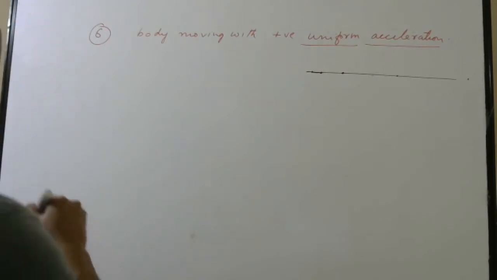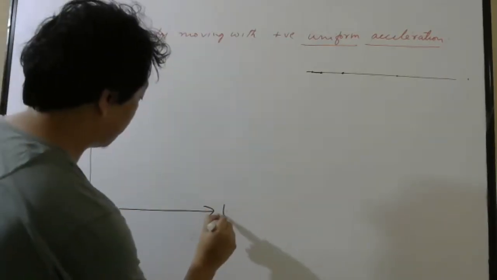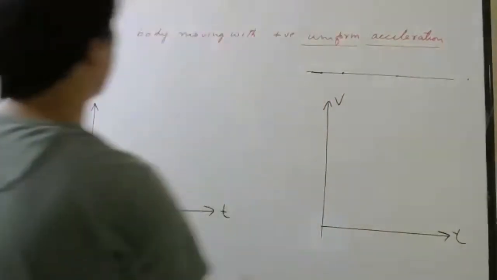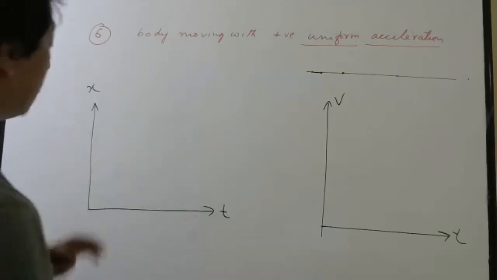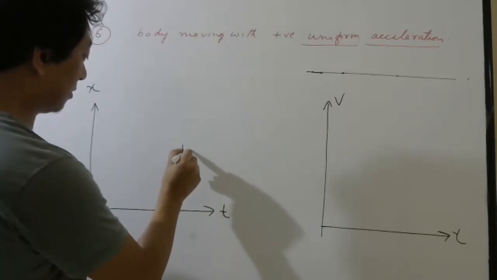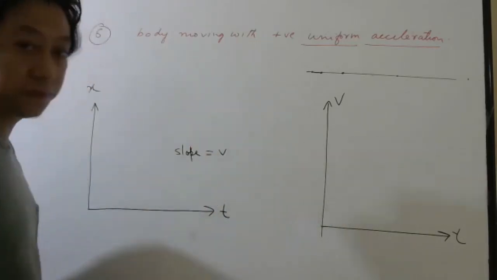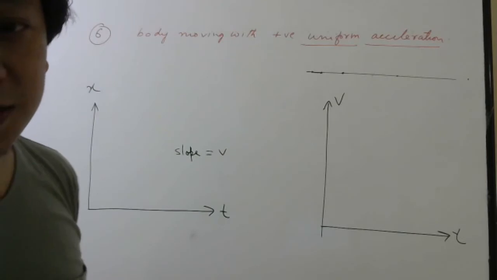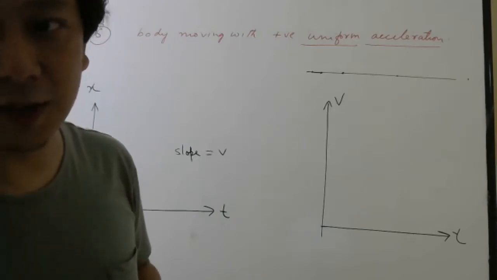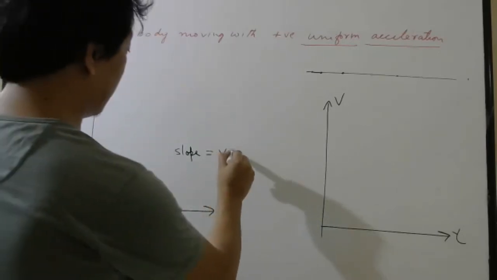Okay, look carefully. So again, I will try to talk first in terms of xt graph. Then we will draw vt graph. Let's draw. So look carefully, students. Now I am drawing xt graph. So I need to think in terms of slope. Slope of xt graph is velocity. Is velocity constant now or is it increasing? There is acceleration, remember. So now velocity cannot be constant. If velocity was constant, acceleration will be 0. So now velocity will be increasing.